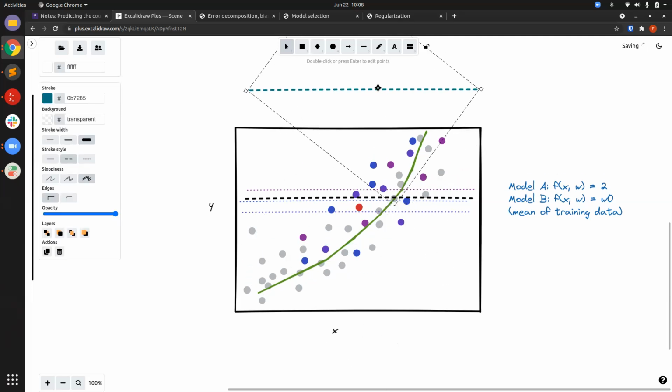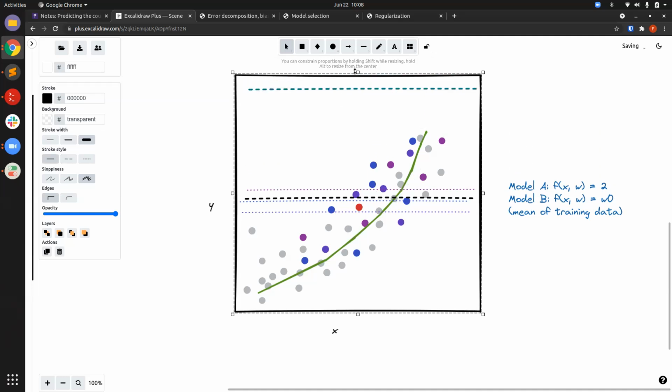Okay, let's make the example a little easier. Let's say that the prediction of the constant model is up here. Okay, let's say 2 is over here.